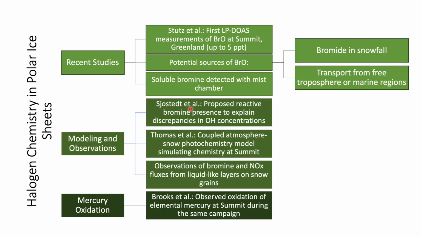Modeling and observations have been carried out by various scientists. One scientist proposed reactive bromine presence to explain discrepancies in OH concentration, that is hydroxyl concentration. Thomas coupled an atmospheric snow photochemistry model simulating chemistry at the summit with observations of bromine and nitrogen oxide fluxes from liquid-like layers on snow grains. These are the various studies people have used to predict how the changes are happening. Similarly, mercury oxidation is also related. Observed oxidation of elemental mercury at the summit during the same campaign tells that halogen chemistry is involved in the polar ice sheets also.